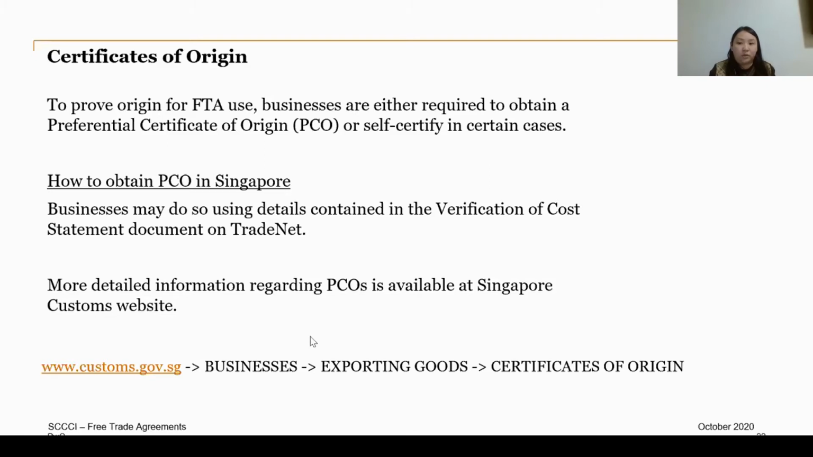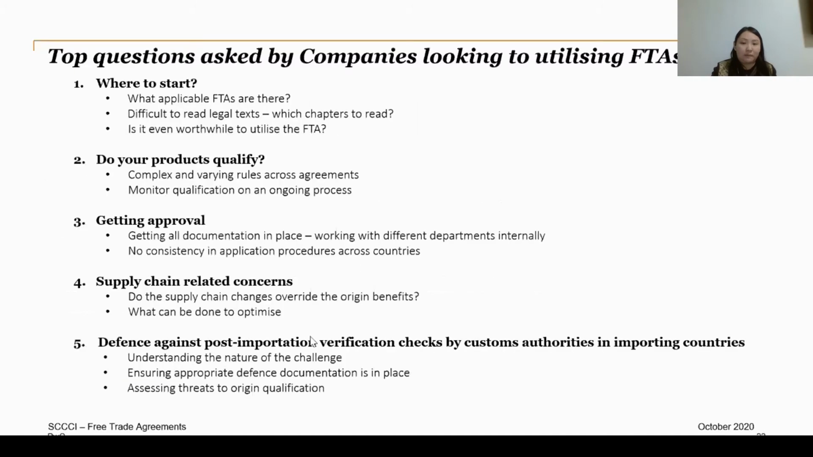And your importer would just take the certificate and go claim for tariff benefits in their country. I'm trying to look at the time. I think we should be okay.